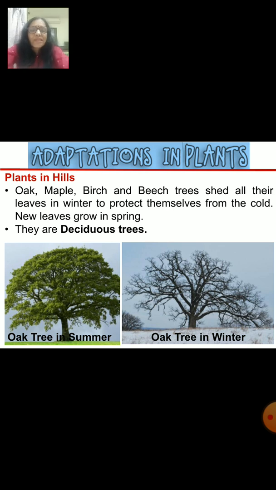And in the picture, you can see oak tree. Oak is an example of deciduous tree. Here you can see a green oak tree, meaning it has all the leaves, and that is in the summer. Another picture is in the winter. So oak tree in winter, I told you, they shed all their leaves in winter to protect themselves from the cold. So you can see there are very few or almost no leaves. So you can see the difference. This type of trees are known as deciduous trees, which shed all their leaves in winter. And then they grow new leaves in spring, right?